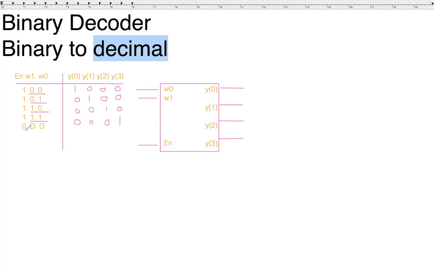And then down here for the don't care, because enable's off, we do not care. The output is going to have to be 0 because the enable pin's not on. So the outputs, there's going to be no output at all. And so here's our decoder, what it looks like. It basically takes a binary number and produces a decimal number. And so since we have a truth table, we use behavioral coding.